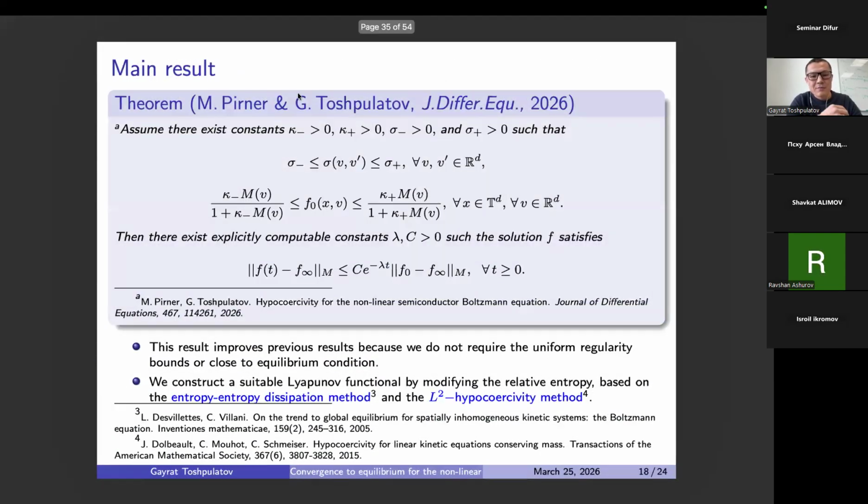Okay. And in my recent joint work with Marlies Pirna in Germany, we managed to prove this theorem. So we ask same assumptions as in the existence result. We ask this sigma is bounded from below and above by constants, and we assume same bounds on the initial data. Then there exist explicitly computable constants, lambda and c. This lambda and c depend on kappa minus, kappa plus, and sigma minus, sigma plus, such that this estimate holds. Please, can you show the previous slide?